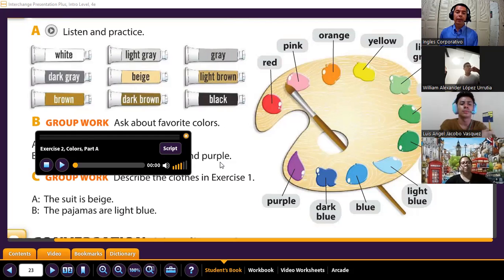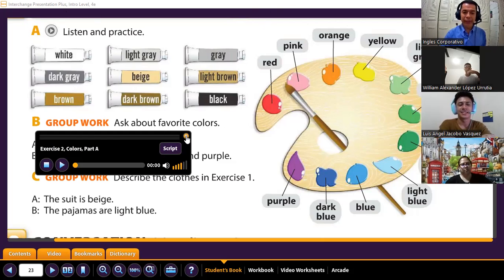Okay. Now repeat after me, please. White. Light gray. That means gris claro, right? Gray. Dark gray. That means gris oscuro. Beige. Light brown. Brown. Dark brown. Black. Light brown is café claro. Dark brown is café oscuro. I'm talking about the color, not coffee, right?